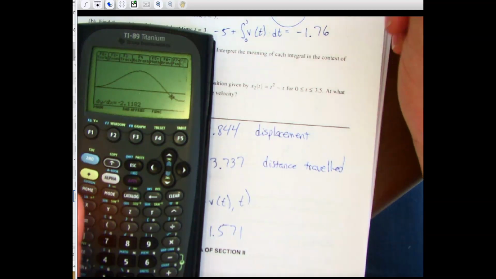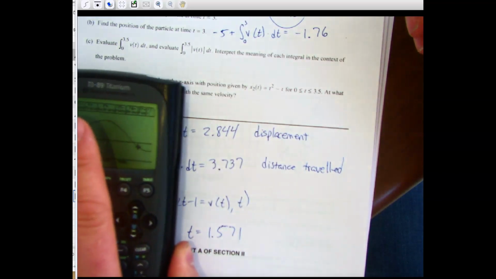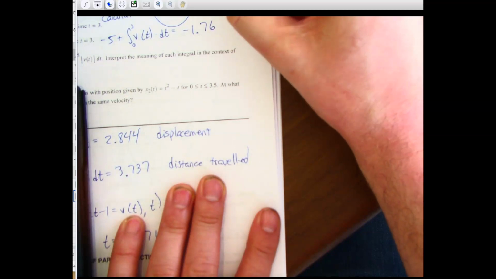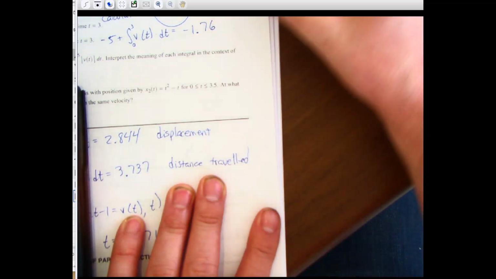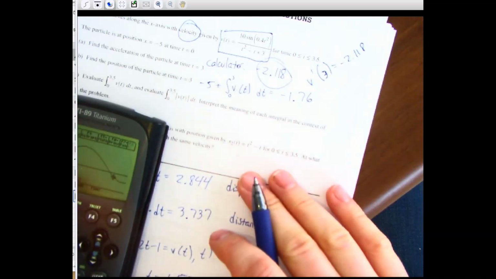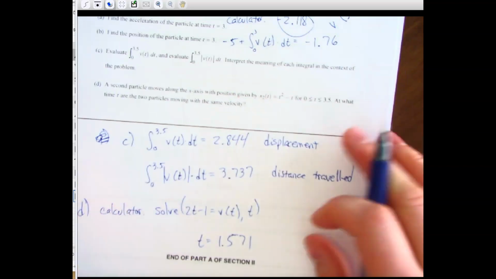There's no work to show on the calculator. Actually, I'd probably write like v prime of 3 equals -2.118, something like that. But that's not a huge concern. All right, second part. Find the position at time equals 3.